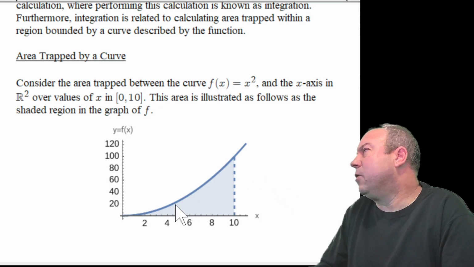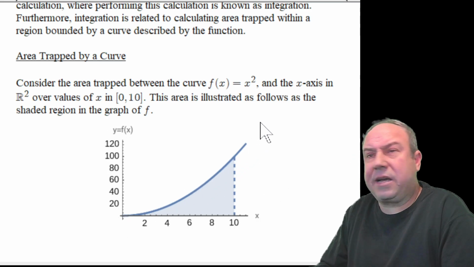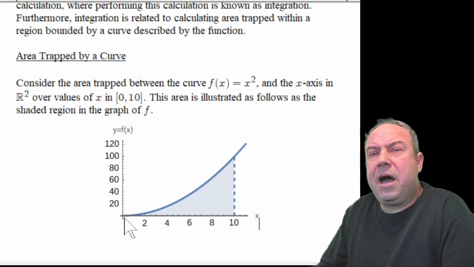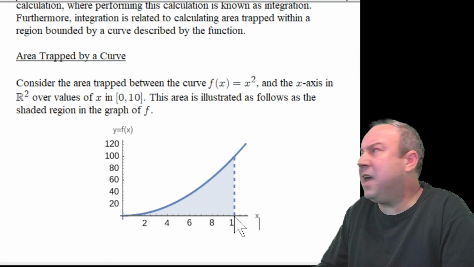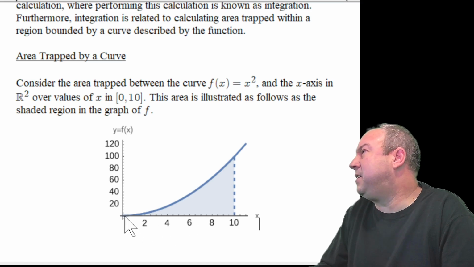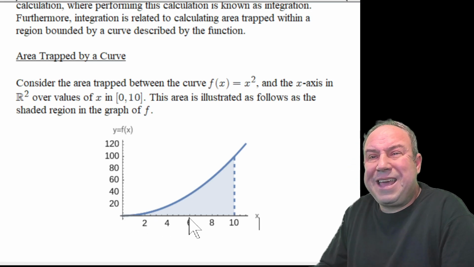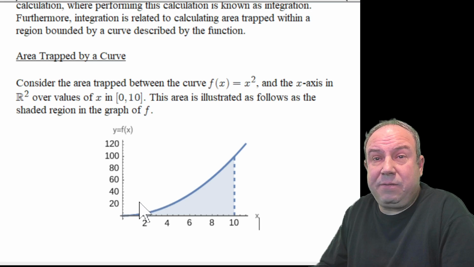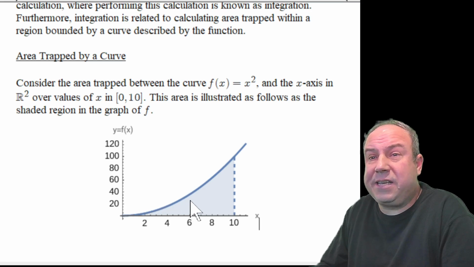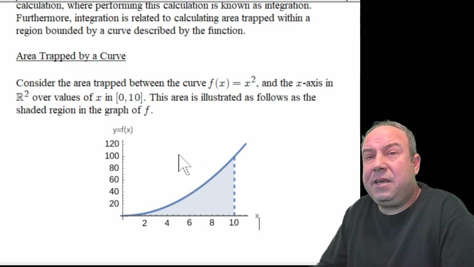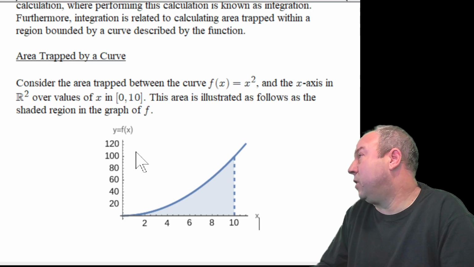Here we have this curve, f of x equals x squared. We can see that curvature happening from 0 to 10 along the x-axis. At 0, it's 0. At 6, it's going to give us the value of 36. At 8, it would be 64. At 10, it gives us an output up here at 100.